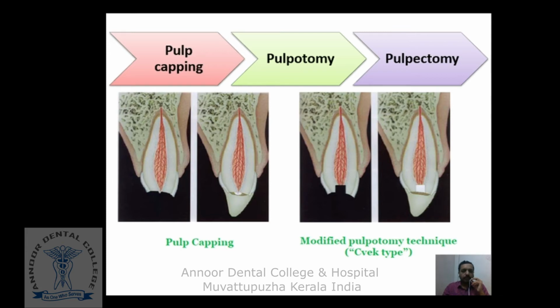Second is pulpotomy. Pulpotomy is indicated in an immature tooth with open apex. Here, only the infected coronal pulp is removed without removing the radicular pulp. The Cvek pulpotomy is a modification of the pulpotomy technique where only the contaminated part of the coronal pulp is removed without removing the entire coronal pulp. Hence, it is also called the partial pulpotomy technique.